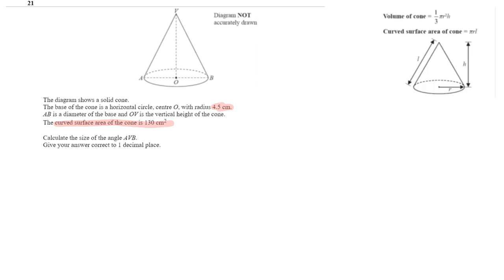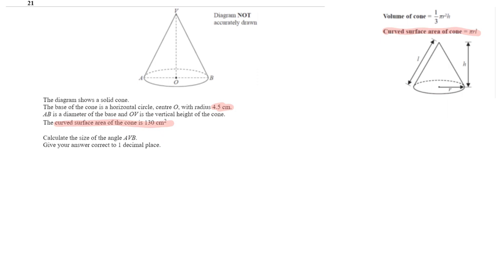We know from the question that the radius is 4.5 centimeters, and we know that the curved surface area is 130. Okay, we're going to need some further information so that we can work with that. Luckily, at the front of the exam, there are some formulae given. I'm just going to go and grab the correct ones. So we can see that there is a formula for the curved surface area given in terms of pi, r, and l.